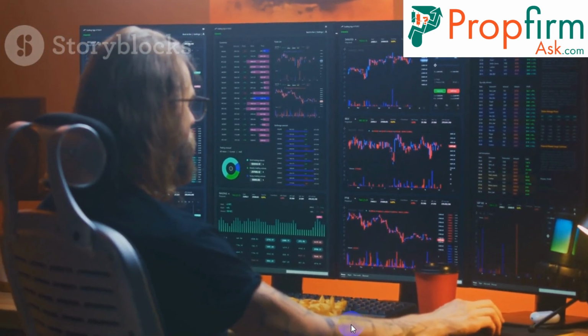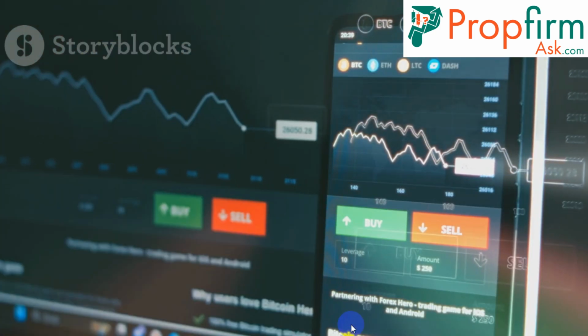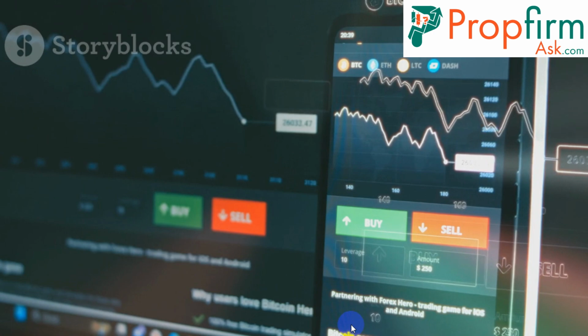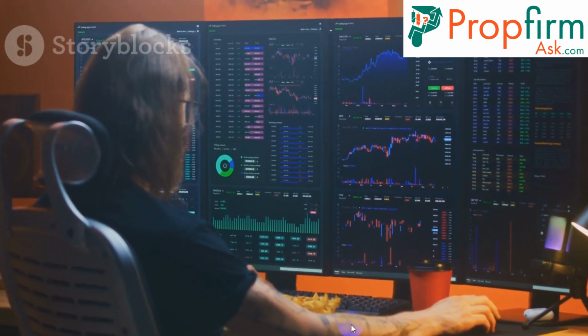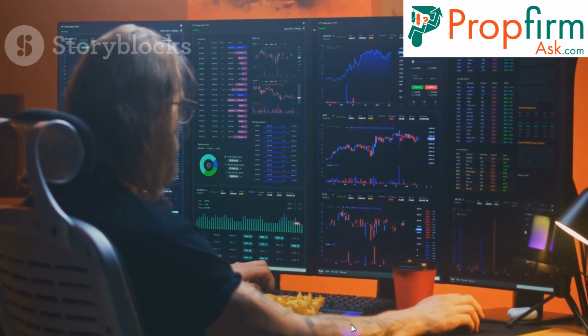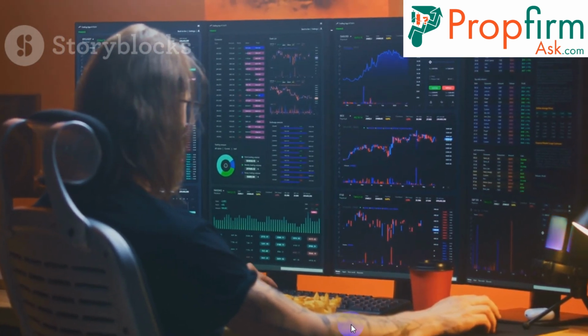Another key aspect of risk management is understanding your risk-reward ratio. This ratio compares the potential profit of a trade to its potential loss. Aim for a risk-reward ratio of at least 1:2, meaning you're willing to risk $1 to gain $2. This helps ensure that your profitable trades outweigh your losing ones.